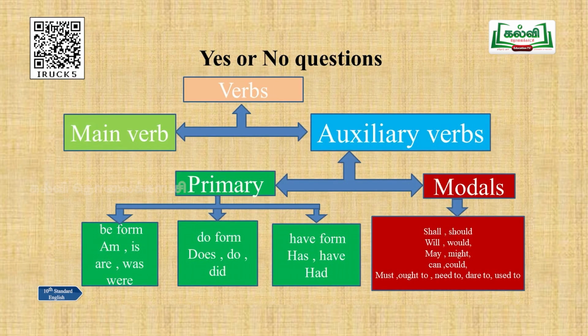We all know that verbs are divided into main verb and auxiliary verb. And when it comes to auxiliary verb, it is again divided into primary and modals. So in primary, we have the be form of verb, the do form of verb, and the have form of verb. In the be form, we have am, is, are, was, were. In the do form, we have does, do, did. And in the have form, we have has, have, had.